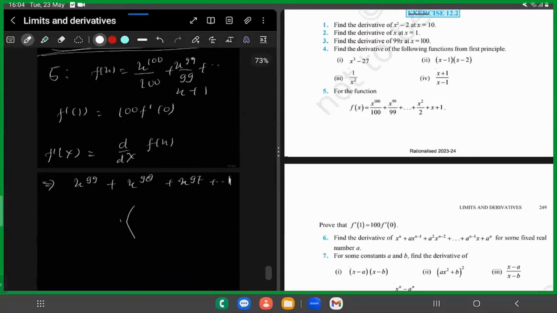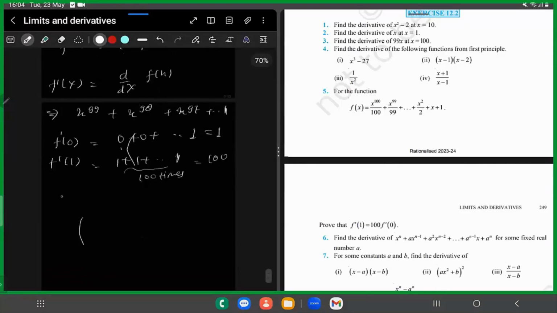So if we put x equal to 0, f'(0) is equal to 0 + 0 + ... and finally 1, so this is equal to 1. And f'(1) equals 1 + 1 + ... up to 1, so this is 100 times. So this is 100. You can clearly see that f'(1) equals 100 times f'(0).